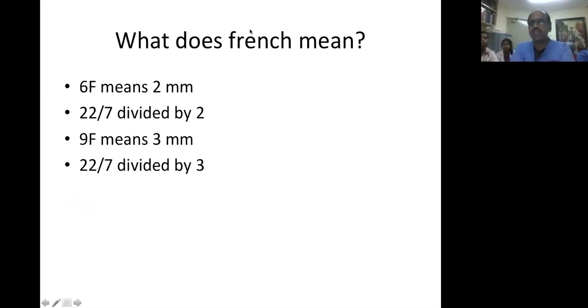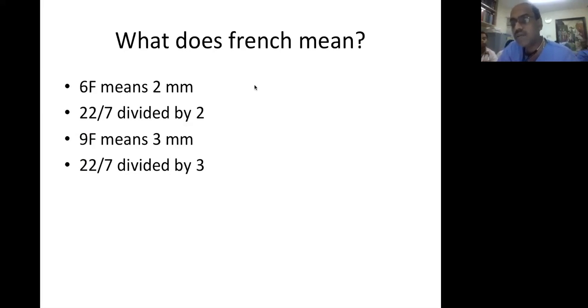Again, another question would be, what does this French mean? 5 French, 4 French, what does that French mean? Let me tell you one thing. For example, 6 French means basically 2 millimeters. How did we get this 2 millimeter? Basically, it is 22/7 multiplied by the diameter. So a 2 millimeter catheter has a circumference of 6 millimeters. That is what is called 6 French.